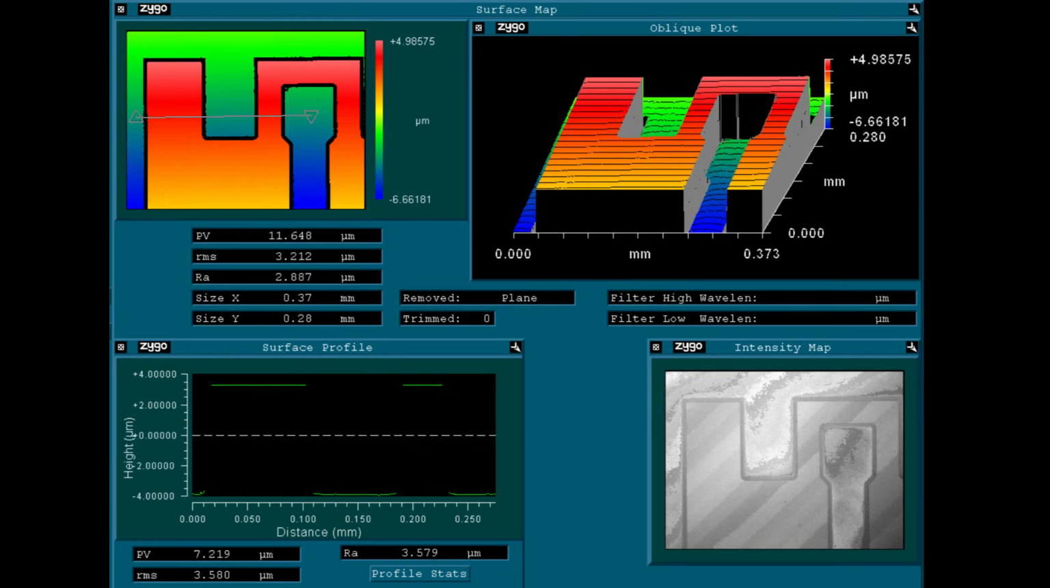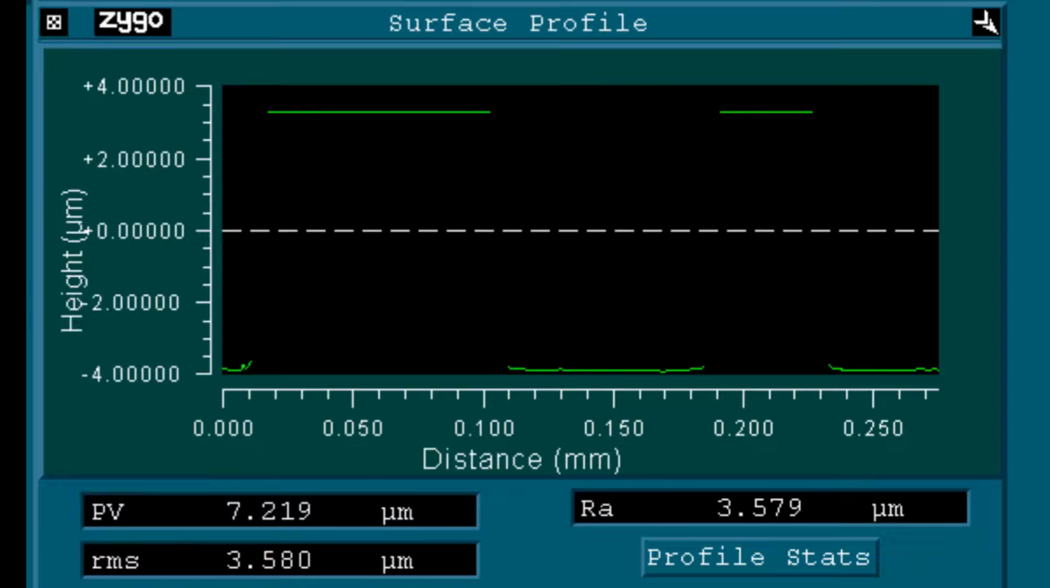Here you see what the coherence scan looks like. First we observe the interference scanning over the bottom of the channels, then sometime later we observe it over the rest of the surface, and the separation in time is actually because the channels have steep walls and are multiple microns deep. If you look at the measurement data, they show that these are actually 7.2 microns deep.